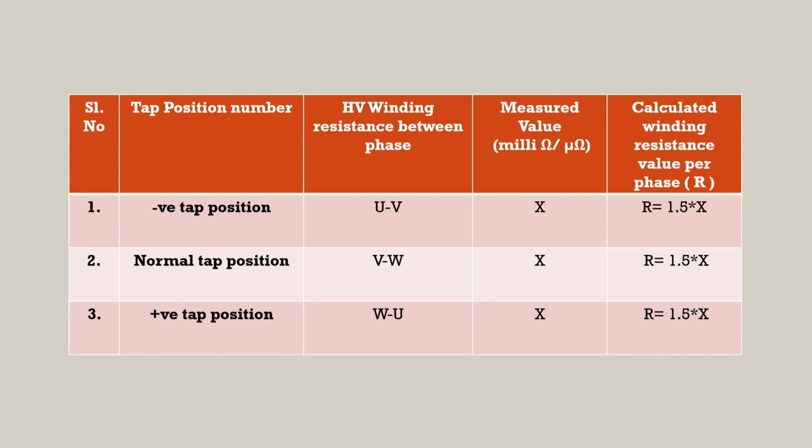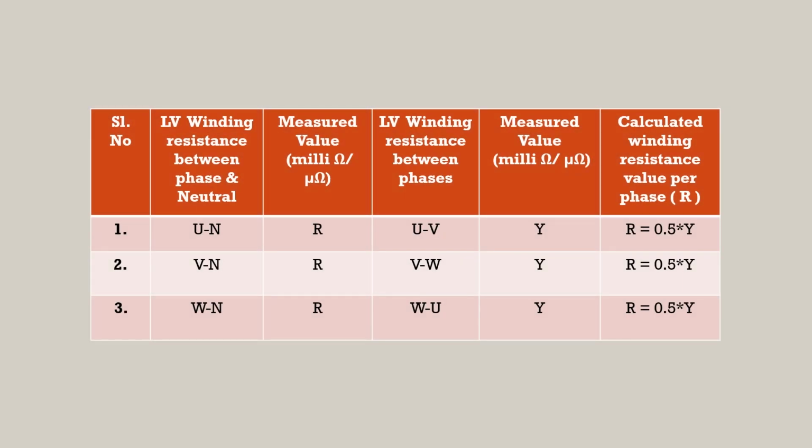Therefore, the per phase resistance value R should be equal to 1.5 × X. If there are no interturn shorts or loose connections, then all the phase resistance values of the high voltage winding should be the same. Now, once you have done the winding resistance test on the high voltage side, you can do it for the low voltage side.